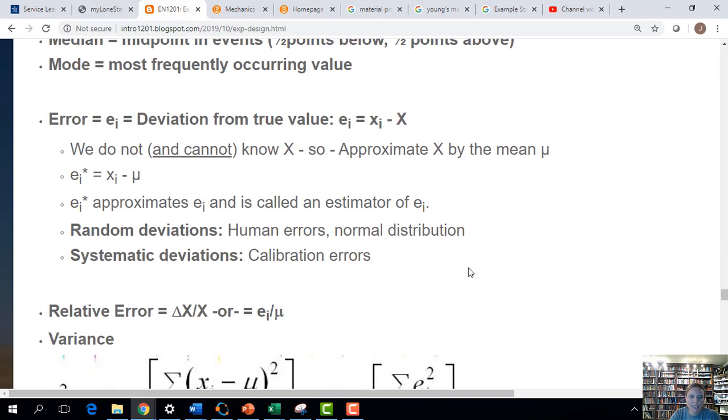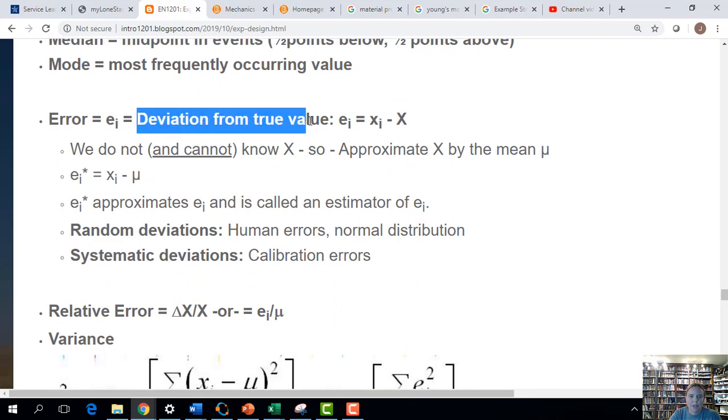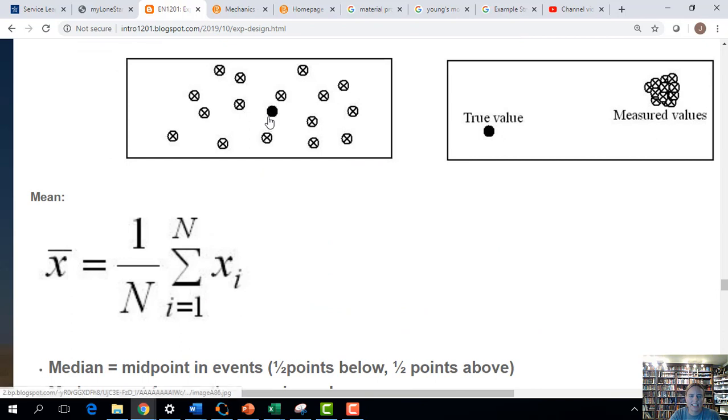Okay, the error, this is the deviation from the true value. If I look at the distance between my average, which we don't know the true value, but we can figure out what the average is, and we just take the distance between each data point and where that average is. So we're kind of looking at how large of a scatter that is. That's what's going to define kind of our error bar.